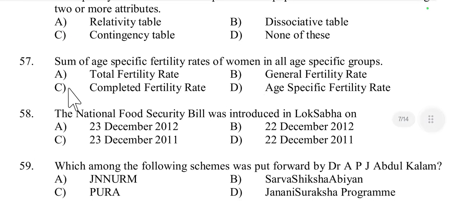Then question number 57: the sum of age specific fertility rates of women in all age groups is called TFR, GFR, CFR or ASFR, age specific fertility rate. It is called TFR, total fertility rate, option A, because TFR is the sum of ASFR, age specific fertility rates, indicating the average number of children a woman would have over her lifetime.